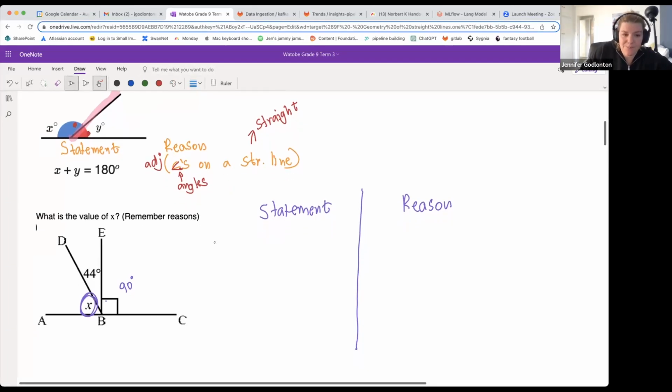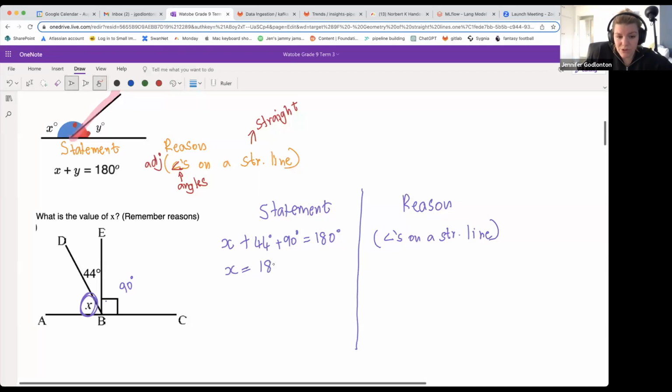So I'm going to say X plus 44 degrees plus 90 degrees needs to equal 180 degrees. And my reason for that is angles on a straight line. Okay. This part you can just do with your calculator or in your head.